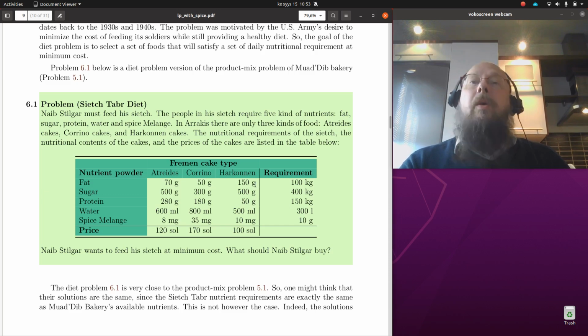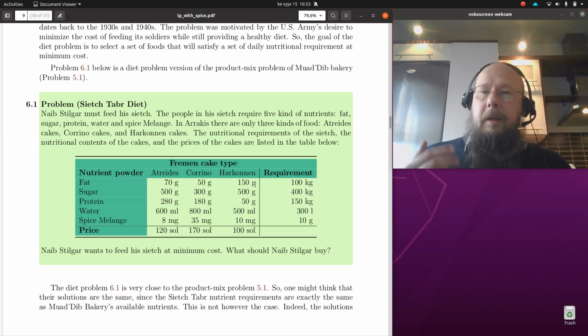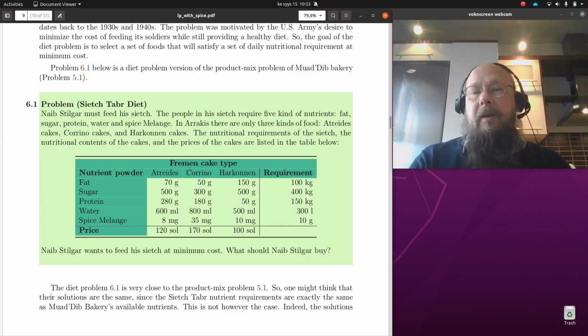So it's almost the same for us. For us, these bounds here, the number of nutrients, are not the available nutrients, but just the opposite, the nutrients we need. So for example, let's take this water. The seeds require 300 liters of water.